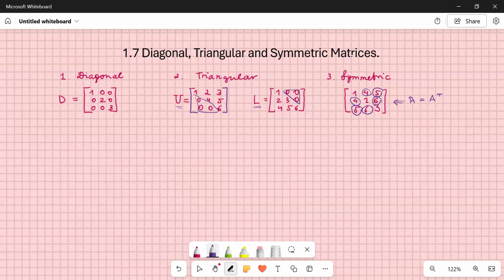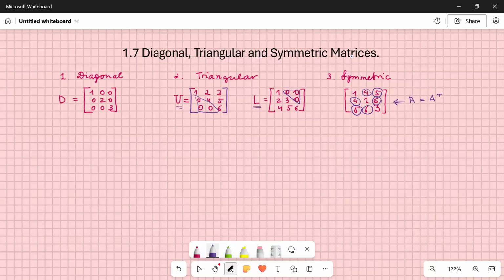Well, I'm going to say maybe a few facts about diagonal, triangular, symmetric matrices, a couple of theorems. My suggestion also is to read the book on this section, just because there are lots of little tiny things about these matrices, which I'm not going to put in the lecture.